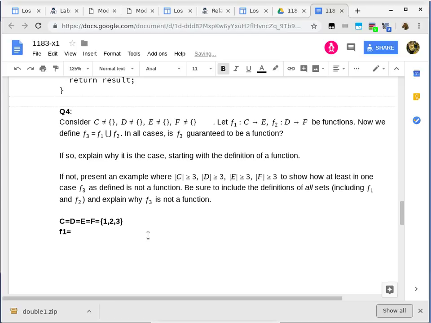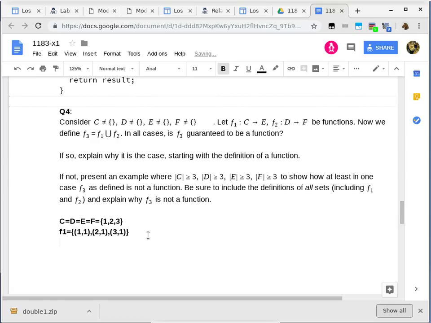So F1 is going to be a set. F1 is supposed to be a function mapping from C to E, but since all the sets are really the same, I can just say 1 maps to 1, 2 maps to 1, and 3 maps to 1. Is F1 a function going from set C to set D? Yep. The question doesn't say anything about injectiveness or surjectiveness, so you have freedom to make it not injective and not surjective. Cool.